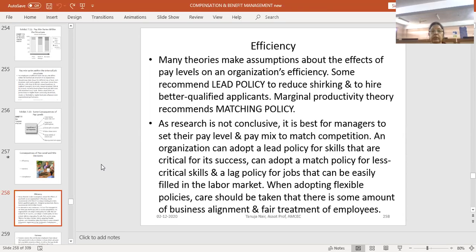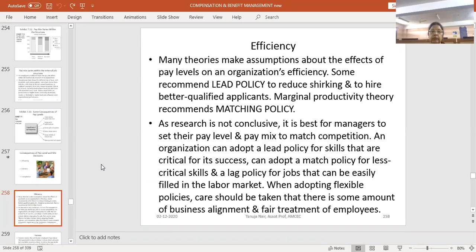So, like this, some companies follow flexible policies. That means, depending on which jobs are important for the organization's success, they follow lead policy. Which jobs are not so important for the organization, they follow a match policy. And for administrative and other entry level jobs, they follow the lag policy. This is called flexible policies.